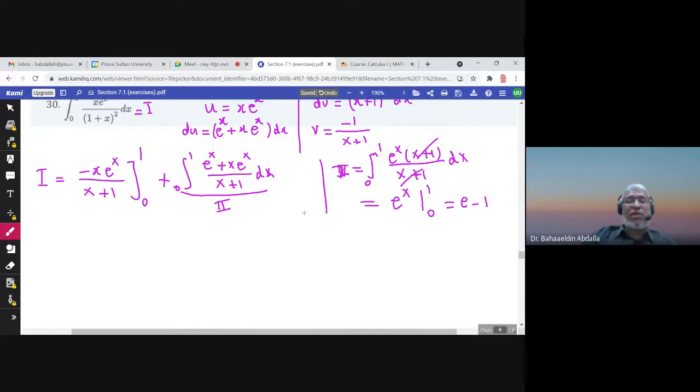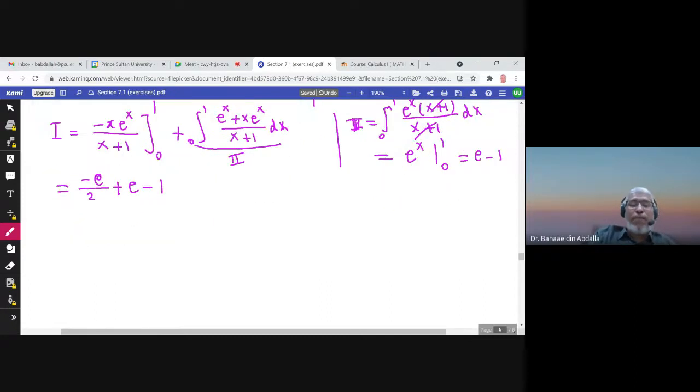So that's the answer. And here, if you replace x by 1, I get negative e to the power 1 over 1 plus 1, which is 2, minus, if you replace x by 0, you get 0 over 1, so 0. Plus e minus 1. So that's the answer of this integral, the exact answer.